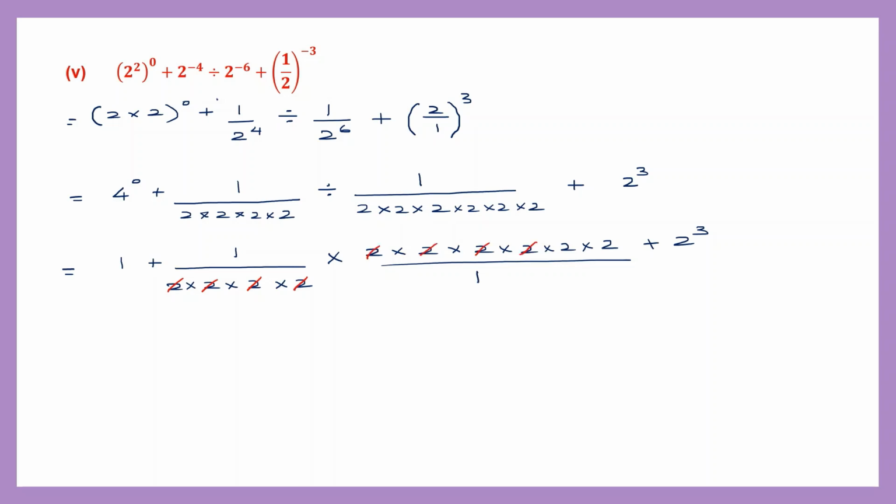Now let's see what we have left. So here we have 1 plus. Now in the numerator we have 1 here, and on the other side here we have 2 into 2. So 2 2's are 4. So that will be 4 plus.